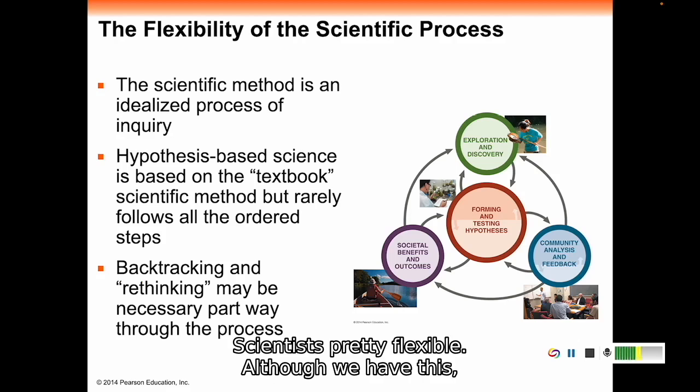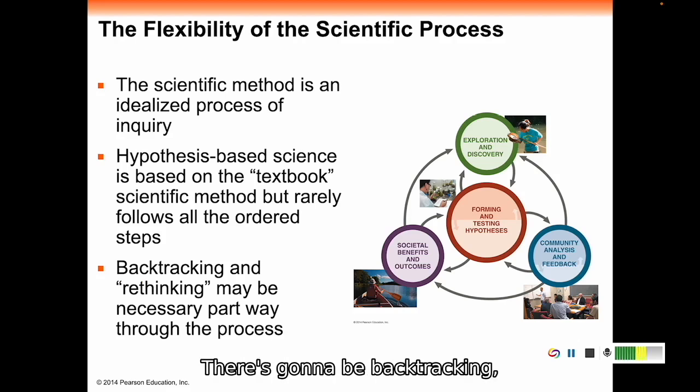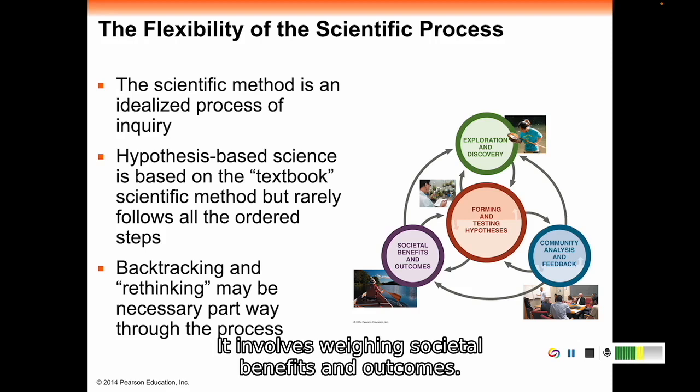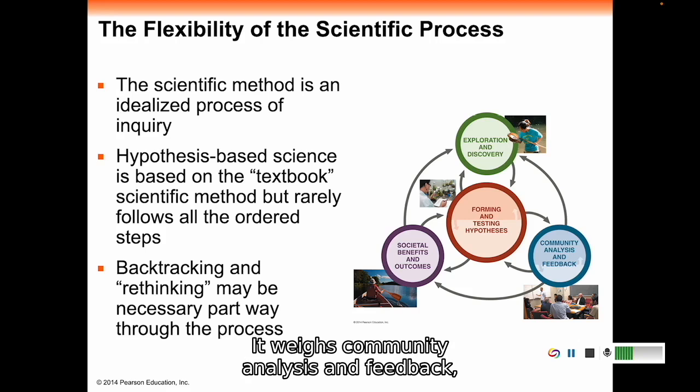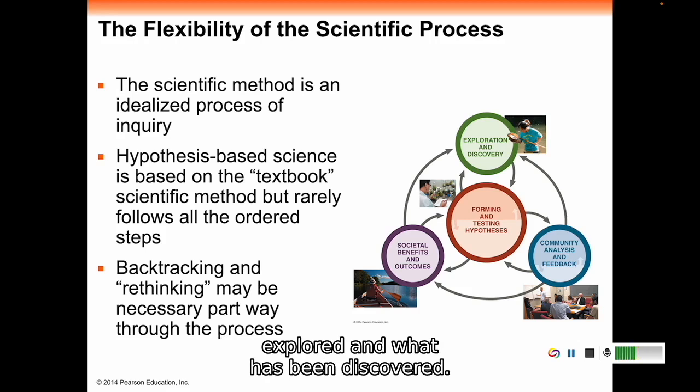Science is pretty flexible, although we have this idealized scientific process. In the real world, that textbook method is typically not perfect. There's going to be backtracking. There's going to be rethinking. It involves weighing societal benefits and outcomes. It weighs community analysis and feedback. And it weighs what is being explored and what has been discovered.